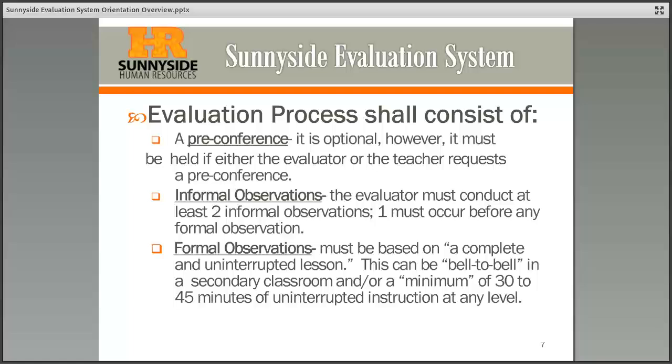One informal must occur before any formal observation. Formal observations must be based on a complete and uninterrupted lesson. This can be bell to bell in a secondary classroom and a minimum of 30 to 45 minutes of uninterrupted instruction at any level.